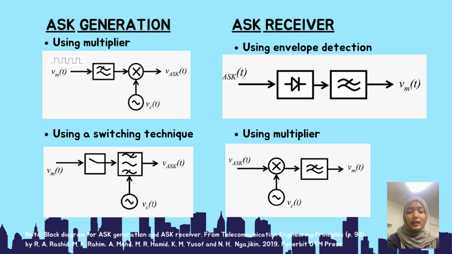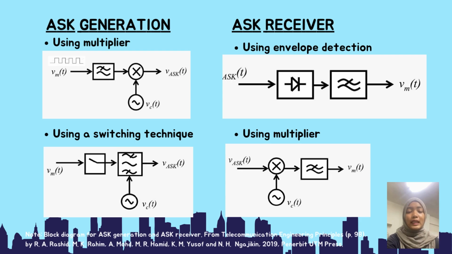The second technique is using a switching technique, in which the switch is open if the binary signal is valued at 1 and closed if the binary signal is valued at 0. This process will repeat depending on the 0 and 1 binary signal. The produced sine signal will pass through the band pass filter, which limits the signal bandwidth.